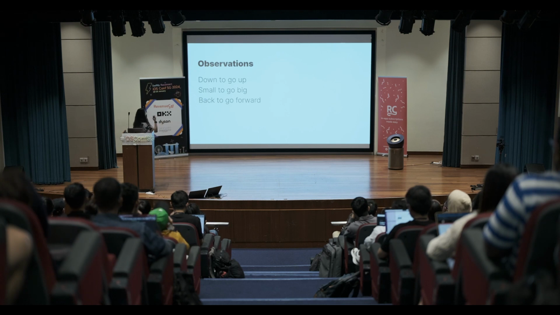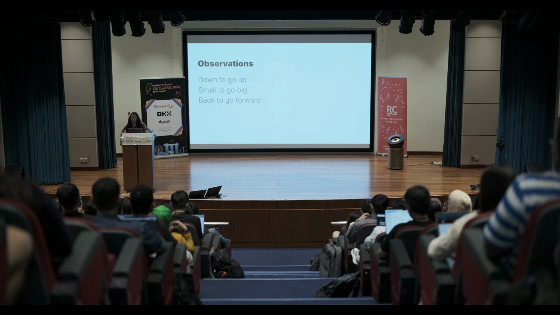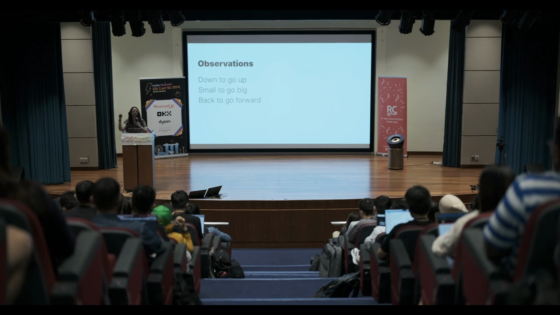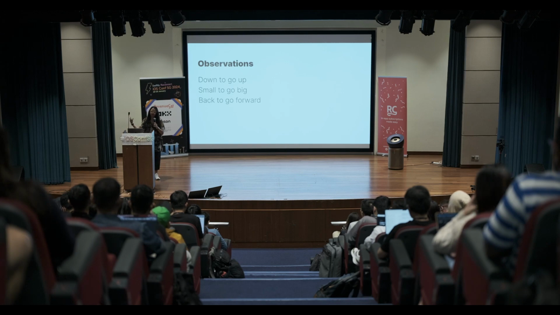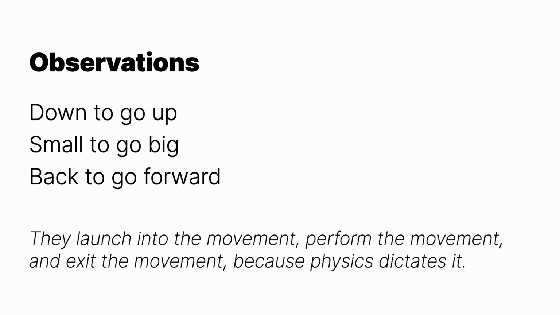So some of these observations are, in order to go up, we have to go down to give us that lift. In order to go big, we have to contract and be small in order to grow. And in order to go forward, you actually have to take a step back to launch yourself forward. Meaning that in order to perform a movement, you have to launch into it, do the movement, and then exit it, because that's exactly how physics works. And it's no different with animation. So if we're trying to recreate great animation, these are really key concepts to think about.